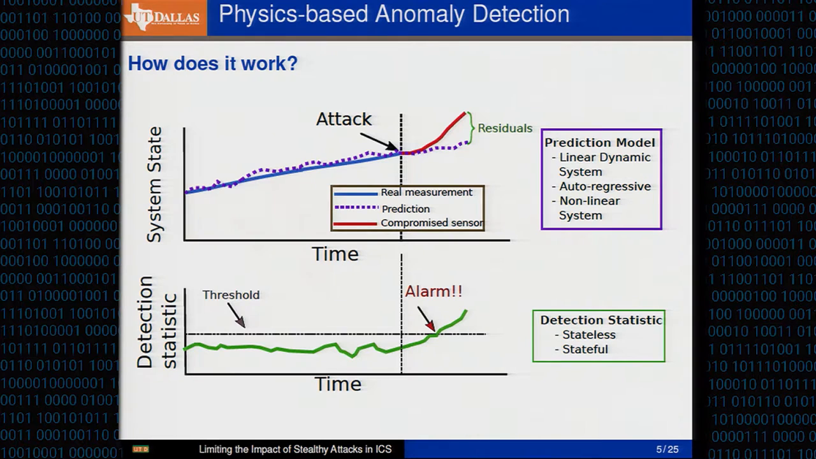And we can have different detection statistics. We found in the literature there are mainly two, the stateless and the stateful. The stateless are the type of detection statistics that focus on each time instant, and they compare the difference between the prediction and the real measure at each time instant. And we have the stateful that accumulate all these residuals, and it's very useful for persistent attackers.